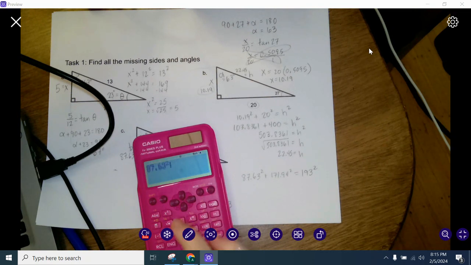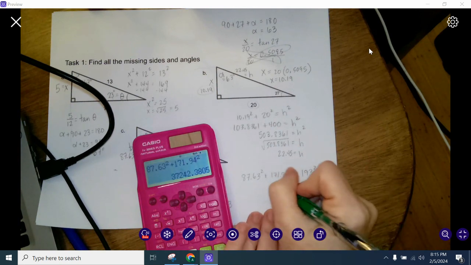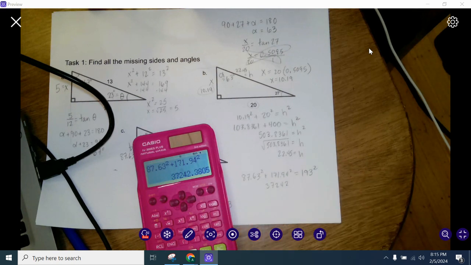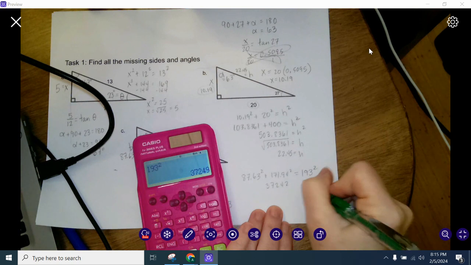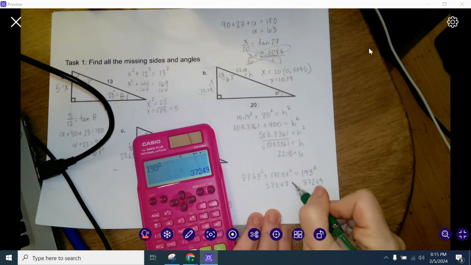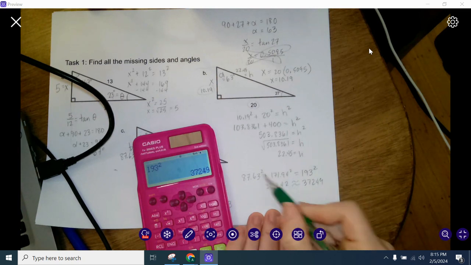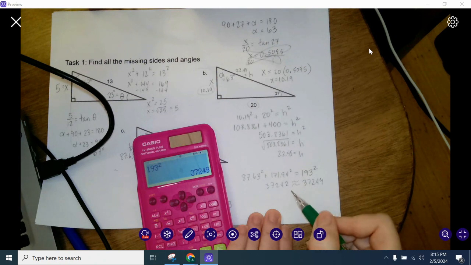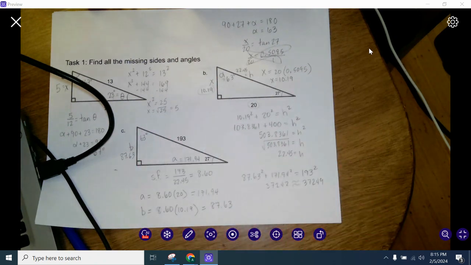87.63 squared plus 171.94 squared equals 37242. I'm not going to worry about the decimals. 193 squared is equal to 37249. Really close. I'm going to say close enough. Something must have happened with my rounding at some point that I got a tiny bit off, but it's almost the same. So there it is.